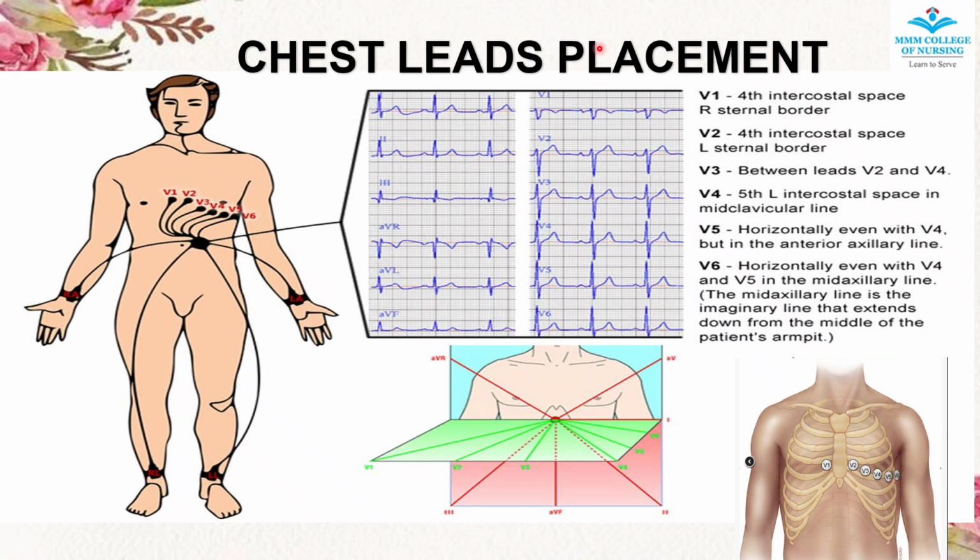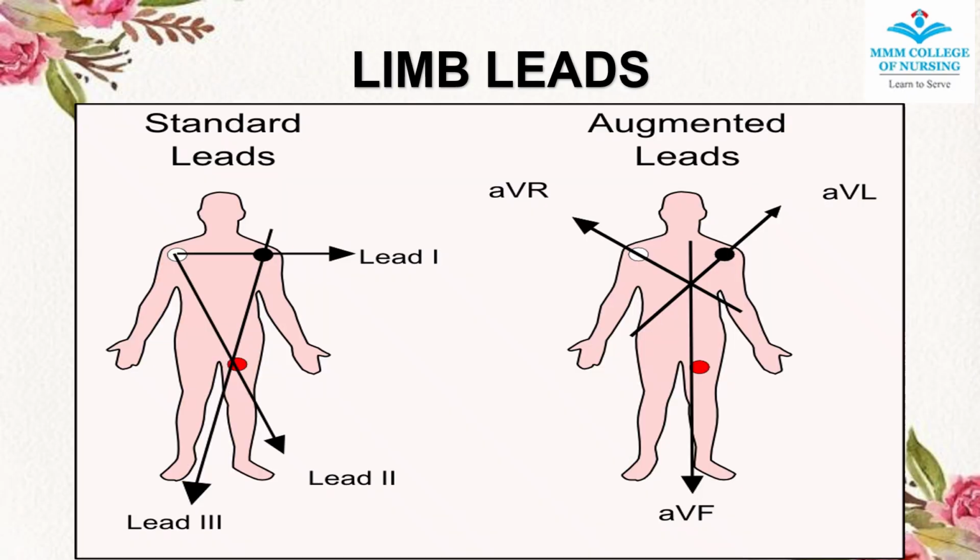To talk about the limb leads in detail, the limb leads consist of standard leads and augmented leads. Standard leads are otherwise called bipolar leads, which include lead 1, lead 2 and lead 3. These bipolar leads record the impulse difference between two extremities, and they require a negative and a positive electrode for monitoring. Whereas the augmented leads, otherwise called unipolar leads, include aVR, aVL and aVF. Here the unipolar leads record the electrical voltage of a single location.